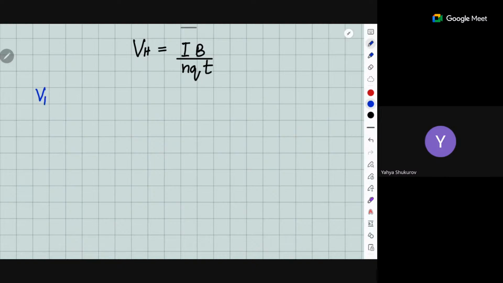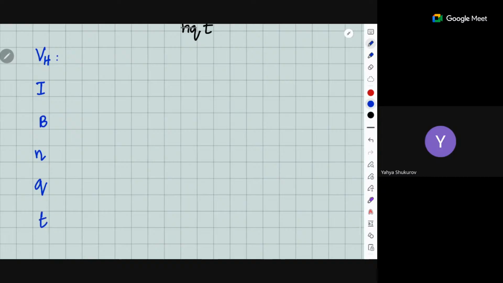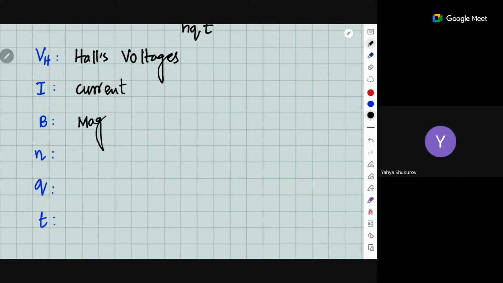These notations are very important to write: V, I, B, N, Q, and T. These will be asked to you one by one. So what was VH? VH is the Hall voltage. I is the current in the slice. B is the magnetic flux density.